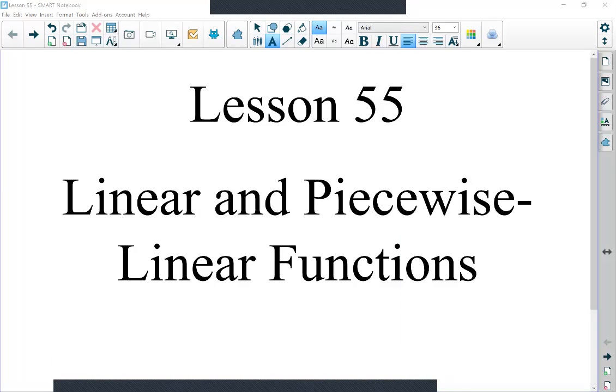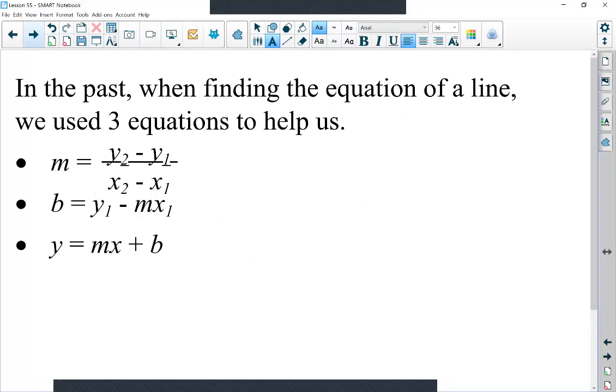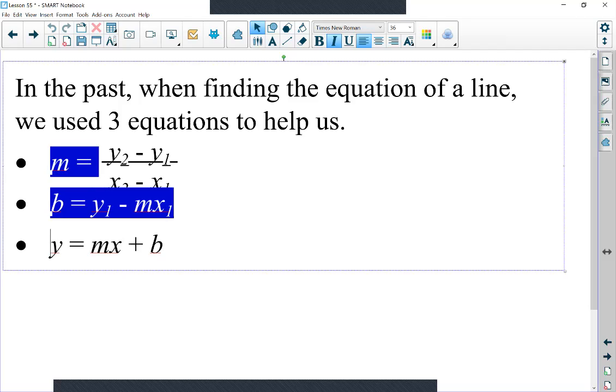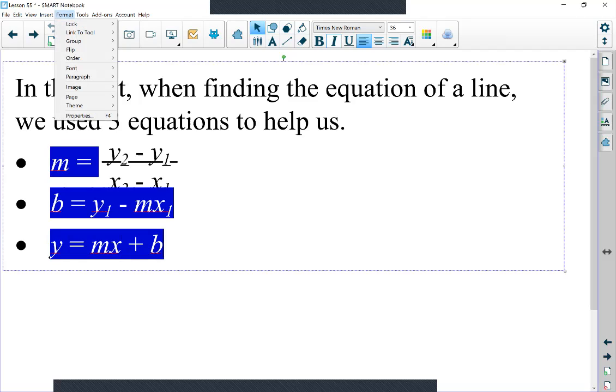So we're going to start with, hopefully, a lot of review when we talk about linear functions. And then tomorrow, maybe even into Thursday, we'll do the piecewise linear functions, just because it's good to make sure we have that background information. All right, so you may recall that in the past, when we talked about linear functions, we had a bunch of formulas, but three major formulas.